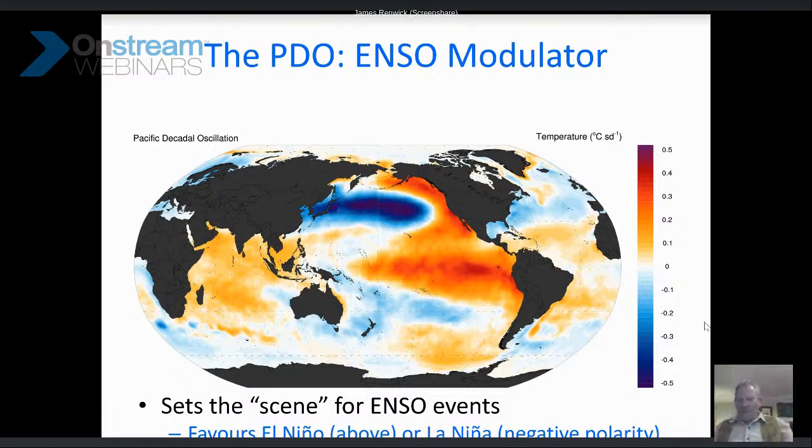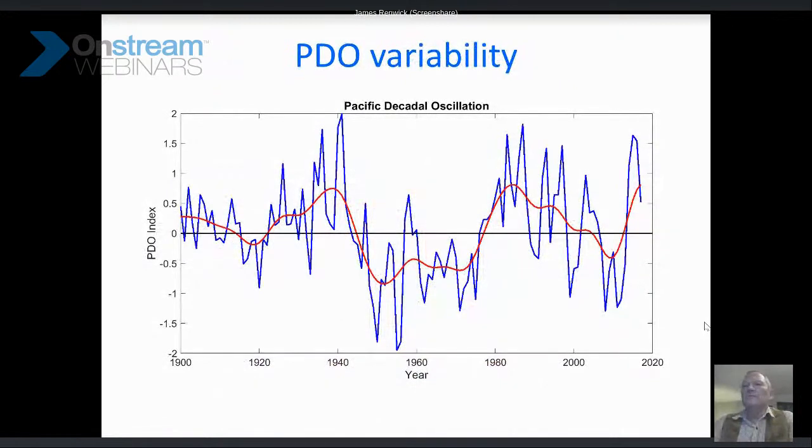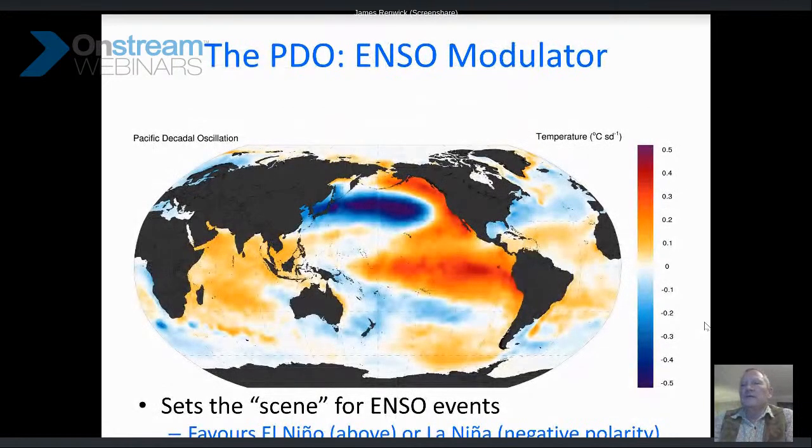West Antarctic. And when you look at the variations in the Pacific decadal oscillation, this is a plot of the index of the PDO. So it's basically how much does the sea temperature field actually look like this pattern. When it's very positive, it looks a lot like this. When it's very negative, it looks like the opposite. It's cold off the coast of South America and it's warm east of Japan and so on.